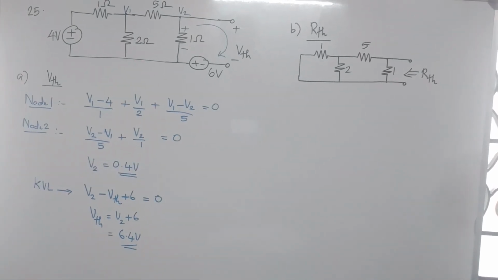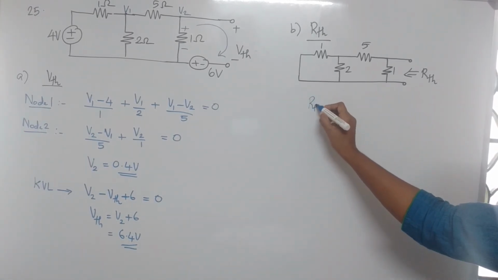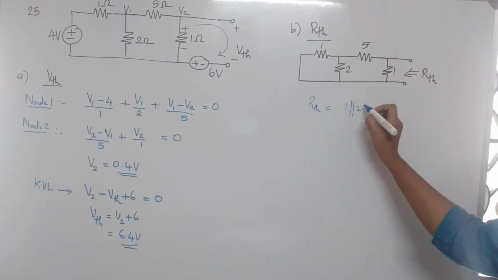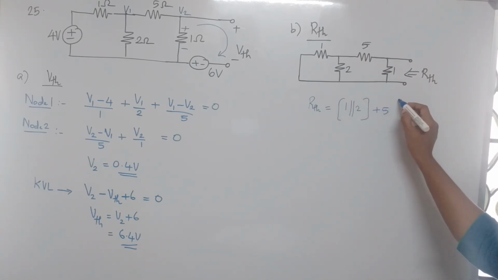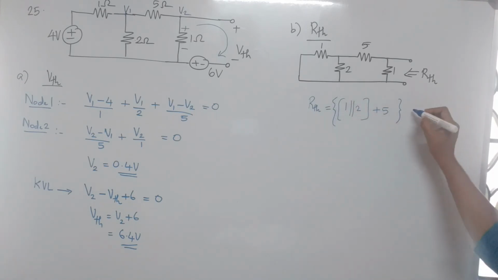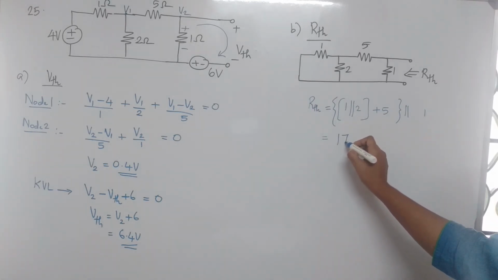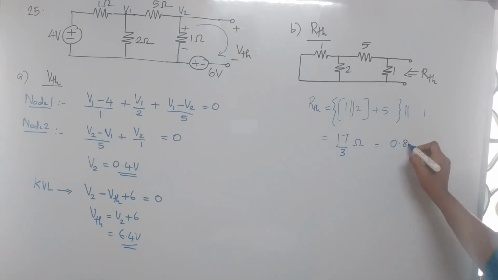Now to find out RTH, we can deactivate all the sources and find out RTH. So RTH is equal to 1 parallel to that in series with 5, that in parallel with 1. On simplification, we will get it as 17 by 3 ohm or 0.85 ohm.